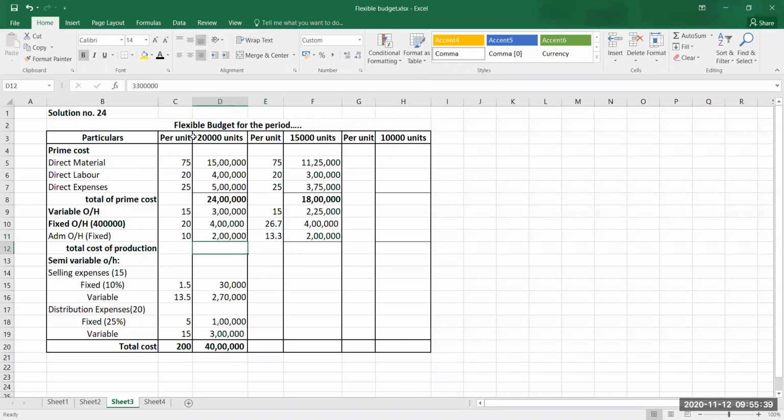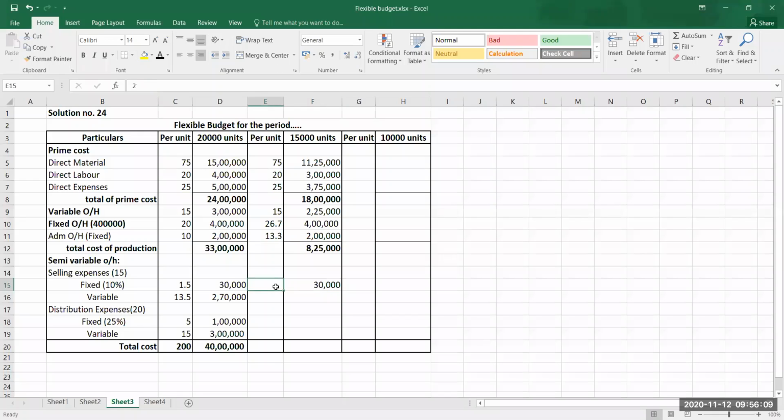Then you need to total the total cost of production. I just missed for 20,000 units. Just note down. So you need to add the total cost of production. What includes the total cost of production? Your prime cost and your variable and fixed. Then you have the semi-variable expenses. Now here, very, very important. Again, I'm telling you, the fixed cost will remain same.